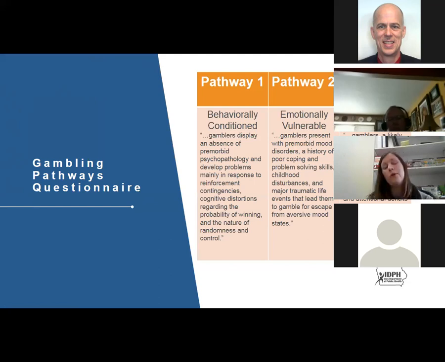The first one is behaviorally conditioned, pathway 1. This is people who develop problem gambling just really by doing it and developing a habit around it. So they tend to not have mental health conditions prior to problem gambling or physical issues that led them to escape into gambling. So this is somebody usually has a long history of recreational gambling, and then they've just increased their cognitive distortions and don't really understand the probability of winning.